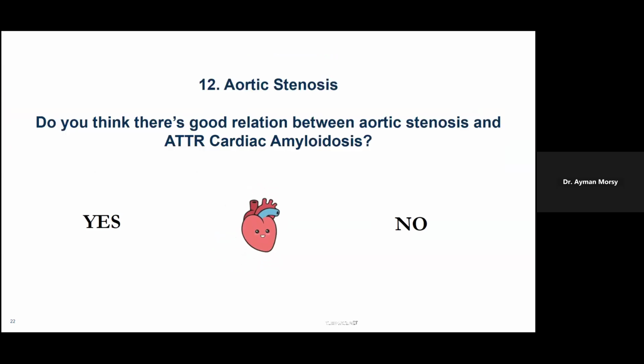Last point, aortic stenosis, and there is a dilemma of aortic stenosis in presence of the amyloid. Do you think there is a good relation between aortic stenosis and the ATTR cardiac amyloid? Yes or no? And I will keep the answer till the end. And thank you very much.